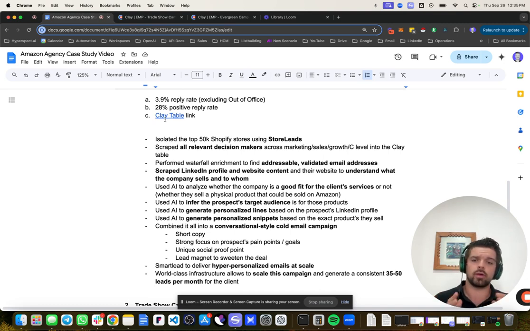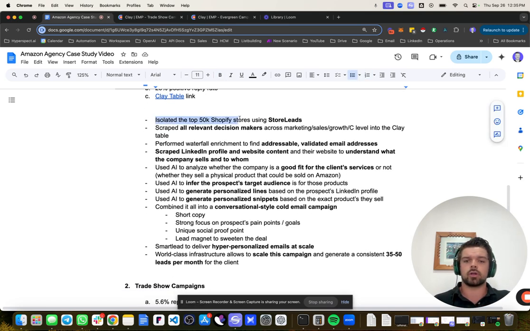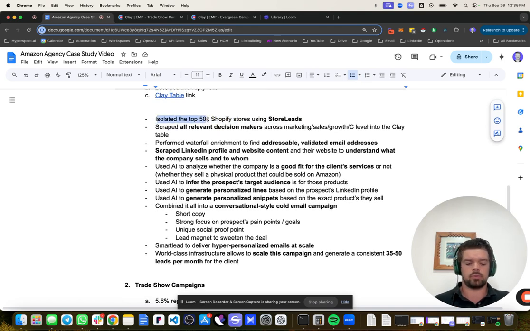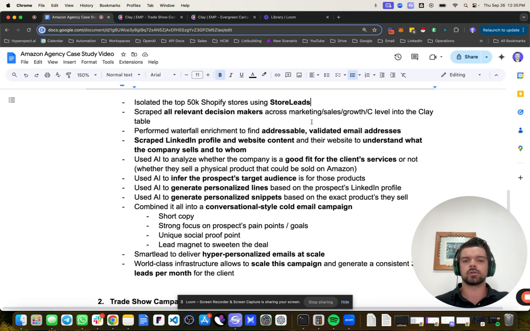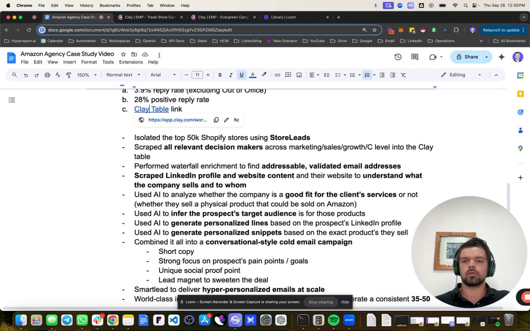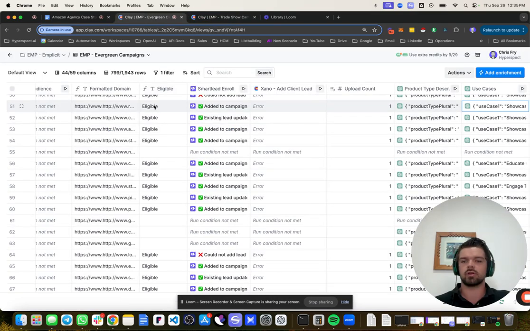So we'll walk through some of the elements of the list, how we think about enrichment and our general process here. I'll start here. Again, we isolated the top 50,000 Shopify stores using StoreLeads as the list source. We scraped all the relevant decision makers across marketing, sales, growth, and C-level into a Clay table, which I will show you momentarily.